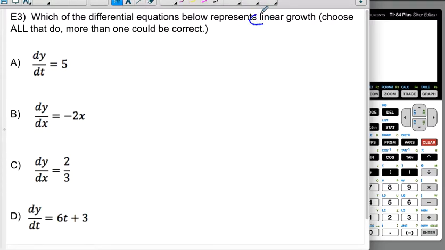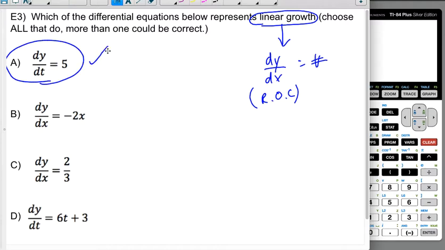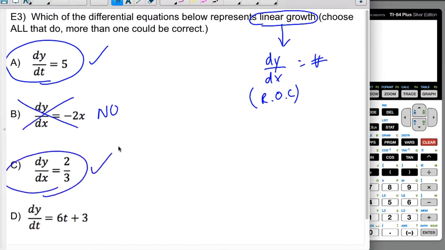So remember, what it means to be linear growth, right, is a rate of change, or whatever the rate of change is, so it doesn't have to be dy dx, equals some constant. That's what it means to be linear growth. So this one is linear, right, because it's the rate of change equals a constant, right? This one is not, because it's not a constant. This one is linear, and this one is not, right? So again, we're looking for a constant slope, right? And it doesn't have to be dy dx, it could be dy dt, it could be dA dt, it could be dq dx, it doesn't really matter, right?